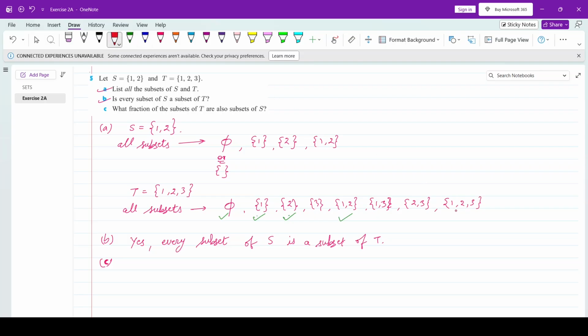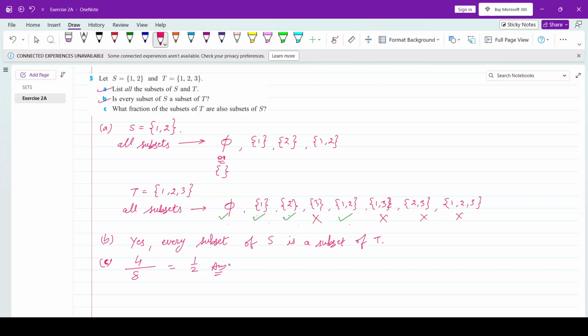And {1, 2, 3} is not a subset. So this is not, this is not, this is not. So we have what fraction of subsets of T are also subsets of S? This is the number of subsets which are subsets of S. That means 4, and the total number of subsets is 8. That will be half, and that is our answer.